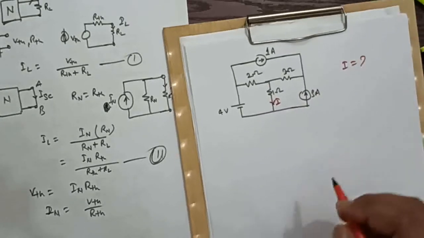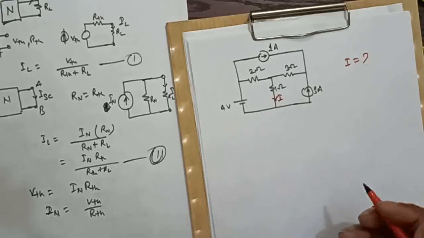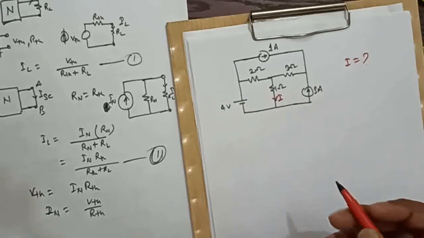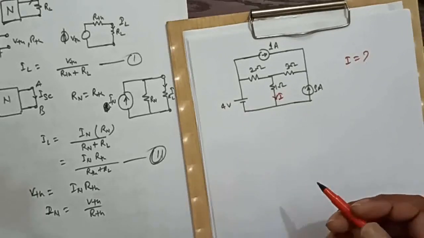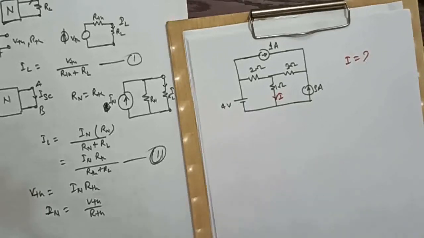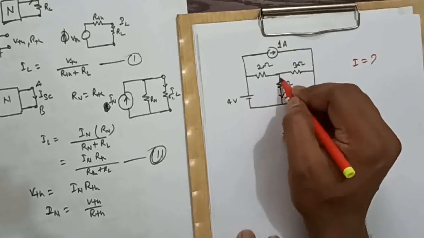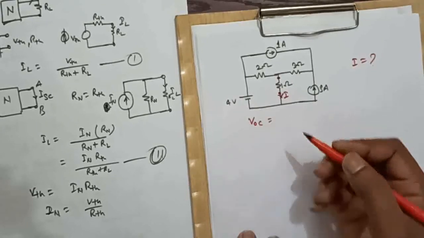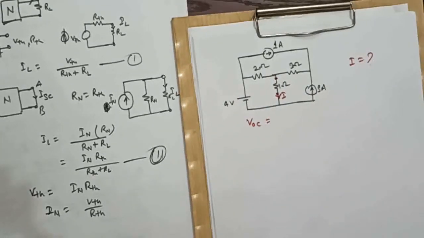I is equal to what? Now first of all we will solve this problem by Thevenin's theorem, then by Norton's theorem. Now to find the Thevenin's equivalent circuit, what we have to do? We have to remove this 1 ohm resistor and find the open circuit voltage. So VOC we have to find.